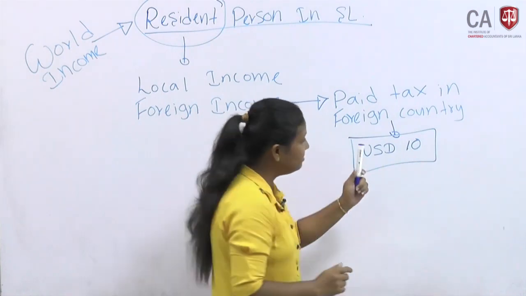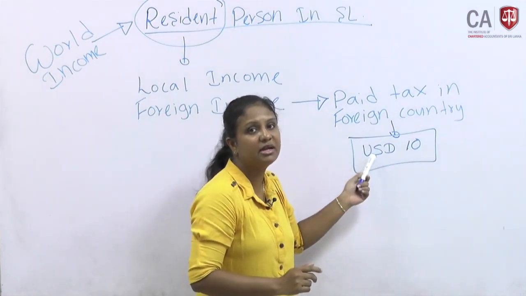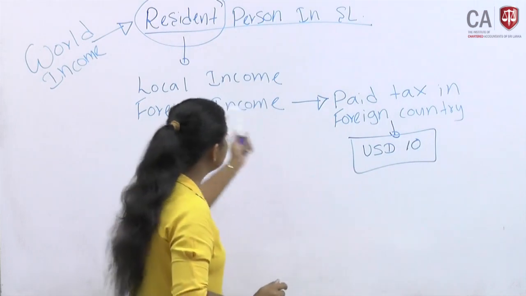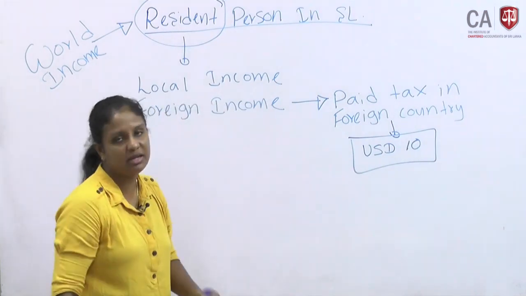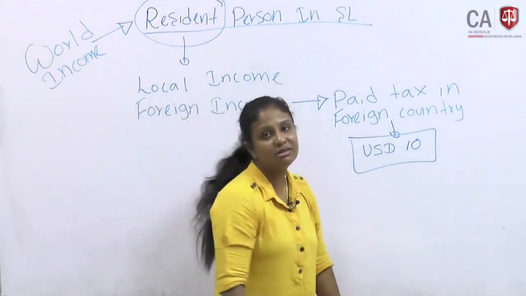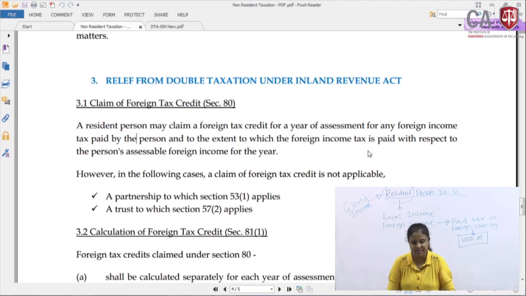On which income was the tax paid? If it has been included in this foreign income, then we can take the tax credit. Okay. Foreign income tax is paid with respect to the person's assessable foreign income for the year.